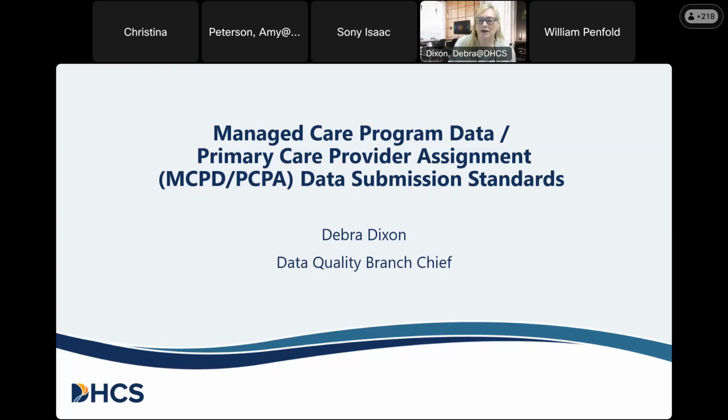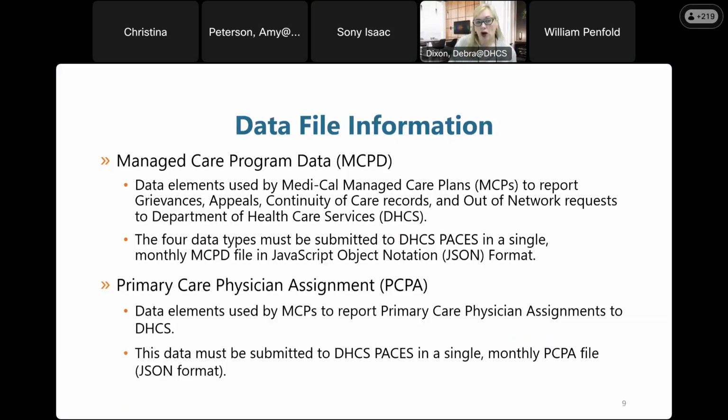Next slide, please. All right, so we'll start with the definitions for the managed care program data and primary care physician assignment. For the program data, we're talking about data elements used by the plans to report their grievances, appeals, continuity of care records, out-of-network requests, etc. here to DHCS. Those four data types must be submitted to our post-adjudicated claims and encounter system, also known as PACES, in a single monthly MCPD file in the JavaScript Object Notation, also known as JSON, format.